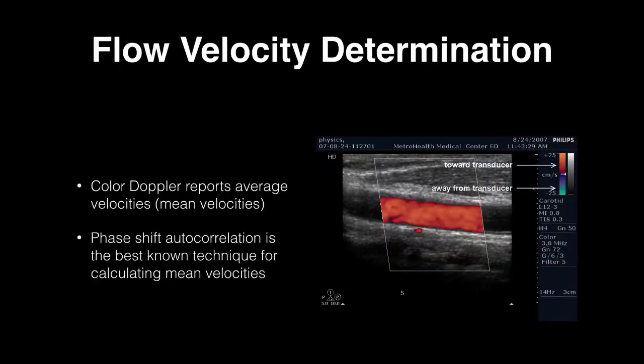In flow velocity determination, color Doppler reports average velocities or mean velocities. Phase shift autocorrelation is the best known technique for calculating these mean velocities. It's important to remember in color flow Doppler, unlike spectral Doppler, which we'll be talking about in a separate video, your calculations of velocity are semi-quantitative at best.